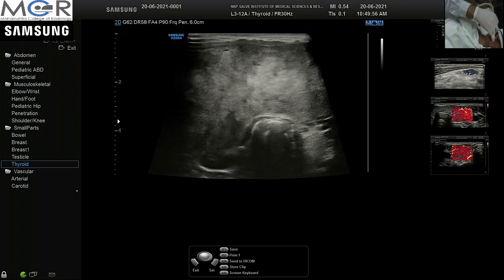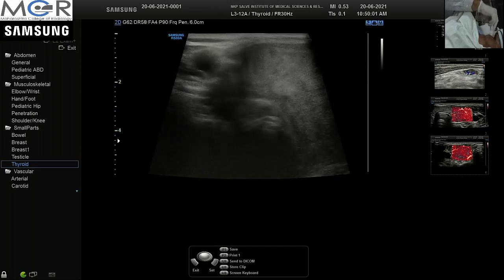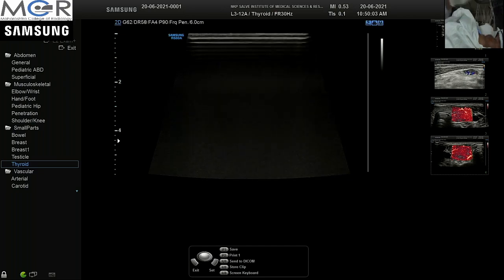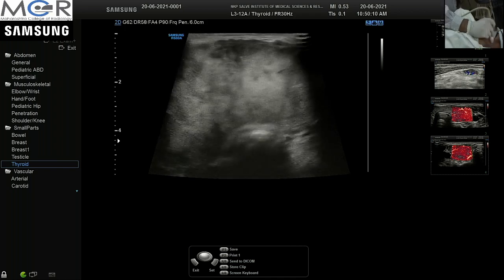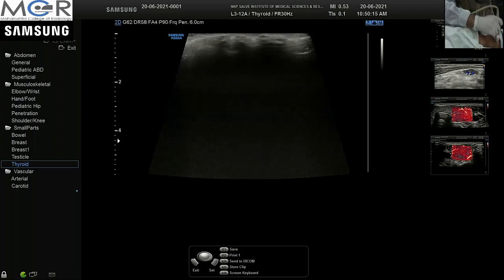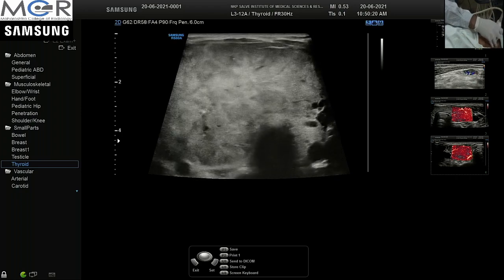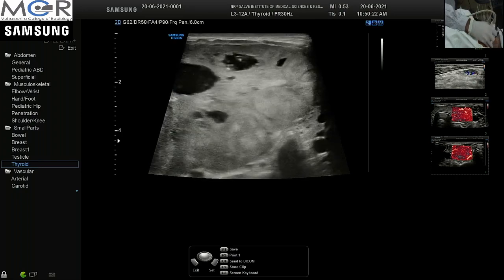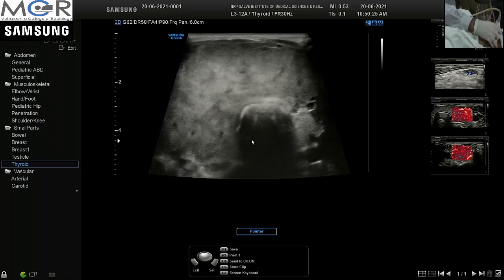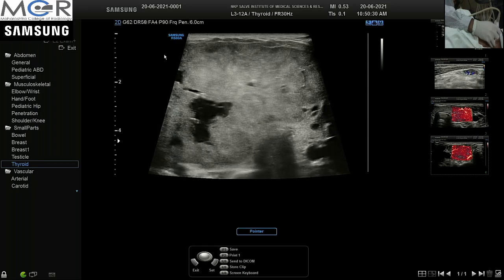We'll try to see with linear whether we can see it. In such large lesions, our role is to define the origin of this lesion. Define the origin means whether it is a bilateral enlargement of the thyroid or unilateral enlargement of thyroid. For that, you have to go in midline, come down, and try to follow the trachea. If you see here, this is trachea. Follow it, and you can see that the right lobe is grossly enlarged.